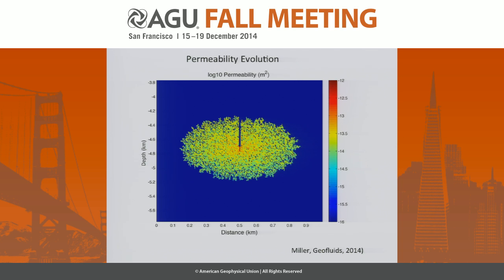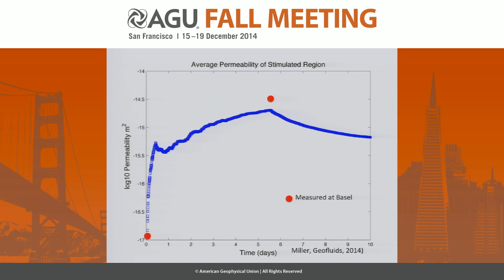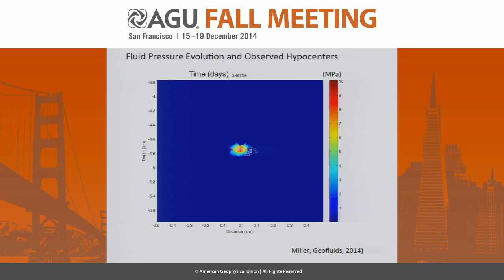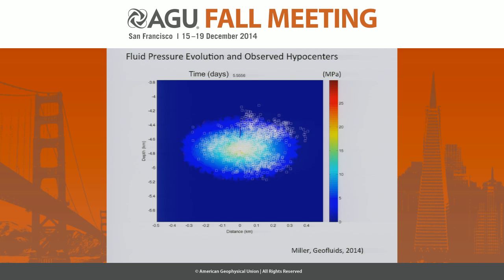Now, if you look at the average permeability of the stimulated region, what you see here is it started around 10 to the minus 17. It peaked at around 10 to the minus 14.5, and Basel was measured about here. Now, Thomas would claim that it's all prescribed, but we have an argument about that. But in any case, the average permeability, which is what you want to know in these systems, matches quite well what was measured. Now, if you look at the evolution of fluid pressure in the system compared to the squares here, which are the measured hypocenters, you see here that it captures quite well the migration of the hypocenters from that point.